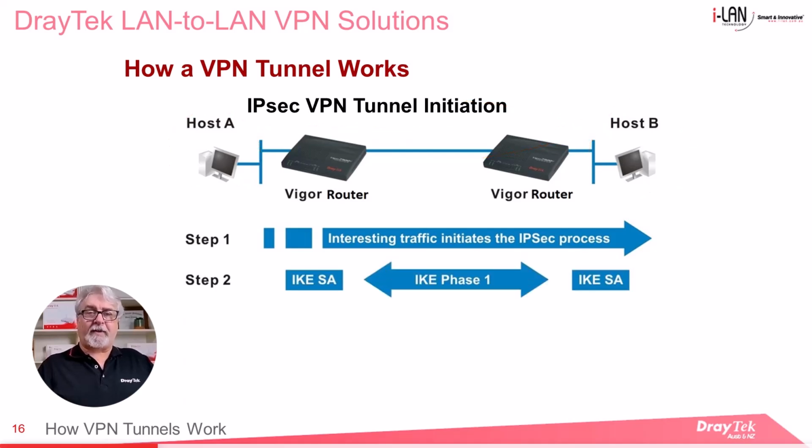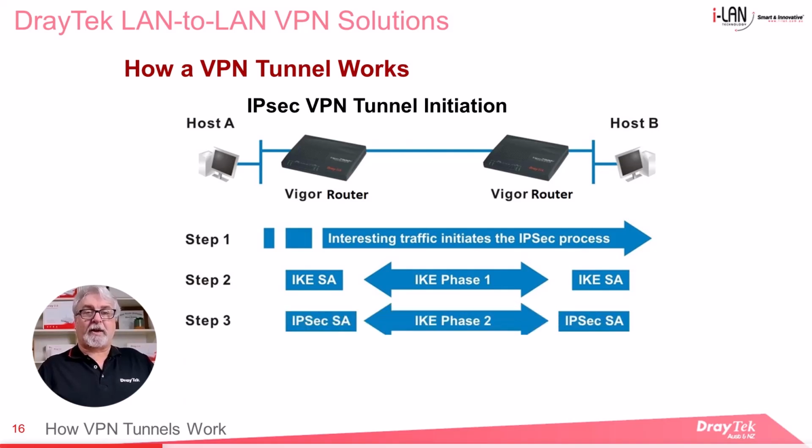Step 2, IKE Phase 1. IKE, or Internet Key Exchange, authenticates IPsec peers and negotiates IKE-SAs, or security associations, which sets things up for negotiating the next stage in Step 3. Step 3, IKE Phase 2. Here, IKE negotiates IPsec security association parameters and sets up matching security associations in the peers.